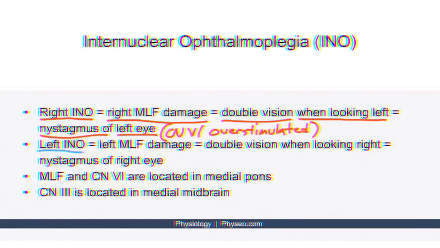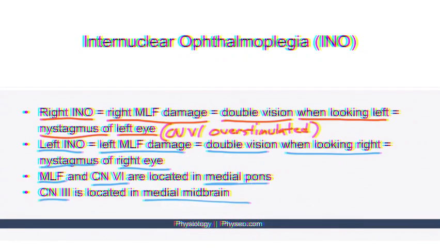Conversely, with left INO, that means that there's left medial longitudinal fasciculus damage, so they'll get double vision when looking to the opposite side, so when looking to the right, which means you'll get nystagmus of the right eye, because the right cranial nerve 6 is overstimulated. And recall that the medial longitudinal fasciculus and cranial nerve 6 are located in the medial part of the pons. Then cranial nerve 3 is located in the medial midbrain.